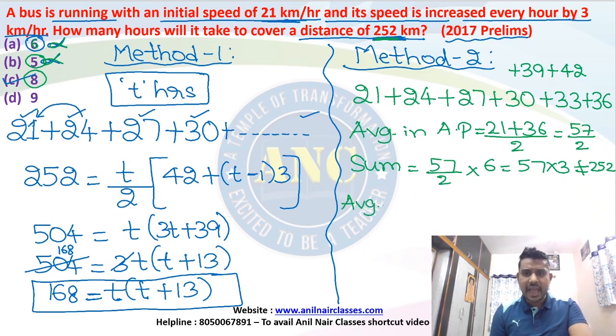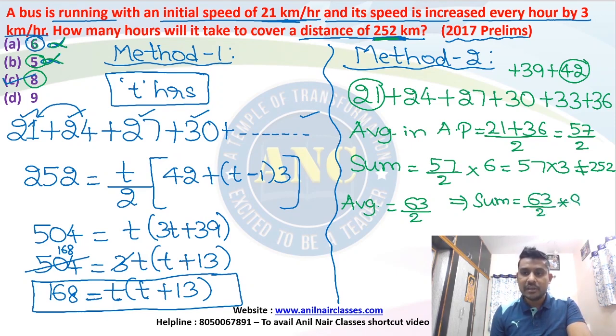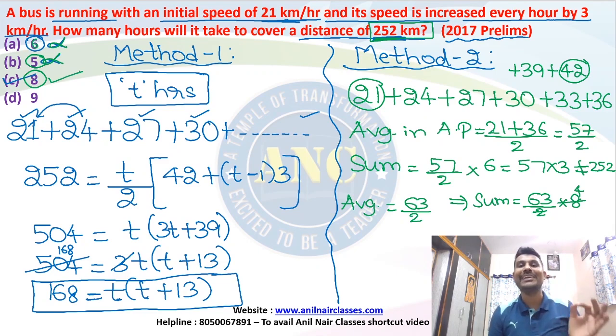Average, let me find it. Average is nothing but first term 21 plus last term 42, divided by 2. 21 plus 42, which is 63, divided by 2. And this is the average. But if you want to get the sum, it is nothing but average multiplied by number of terms. 63 divided by 2 multiplied by 8 terms. So it is 63 into 4. 63 into 4 is definitely equal to 252, which is what is given in the question. Therefore, my assumption of 8 is absolutely the right answer.